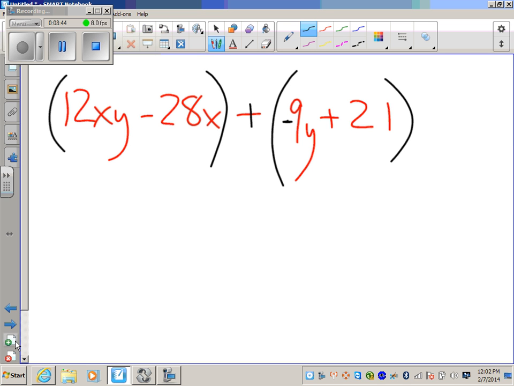So let's take a look at the GCF. 12 and 28 is a 4. 4x. So we should have 3y minus 7.